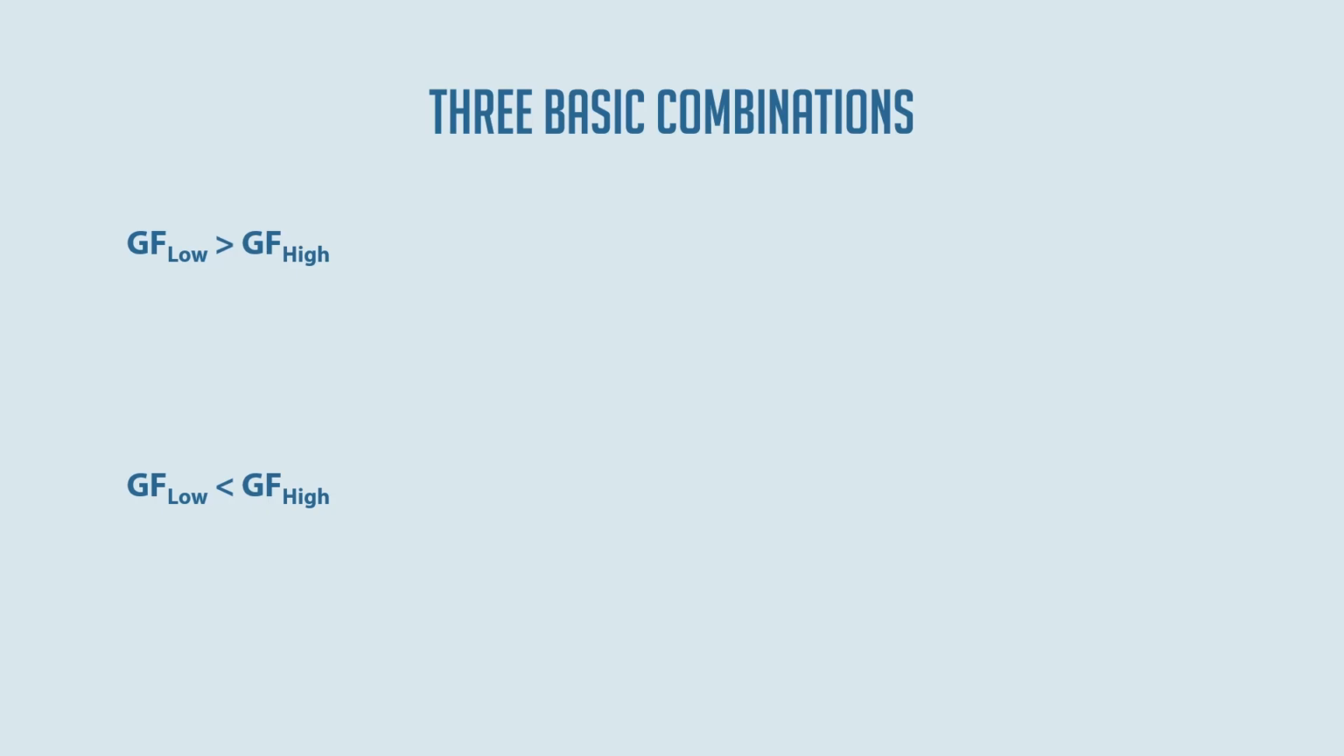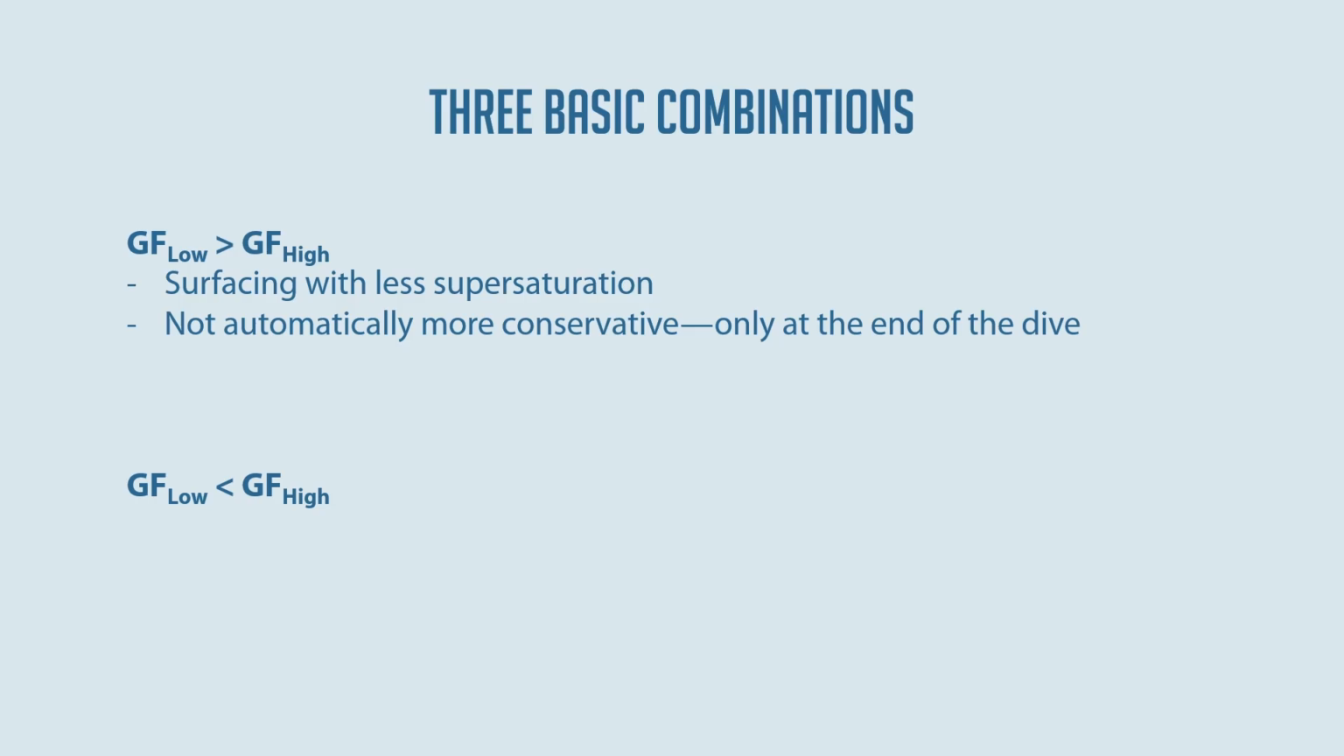We'll start with GF low bigger than GF high, meaning we surface with a lower level of supersaturation. Then we have the highest tolerated supersaturation at our first decompression stop at depth. The permissible supersaturation thus decreases continuously during the ascent. However, this isn't necessarily more conservative or safe. It's only safer at the very end of the dive. Furthermore, there's little practical experience with such combinations, and many dive computers prohibit this setting.